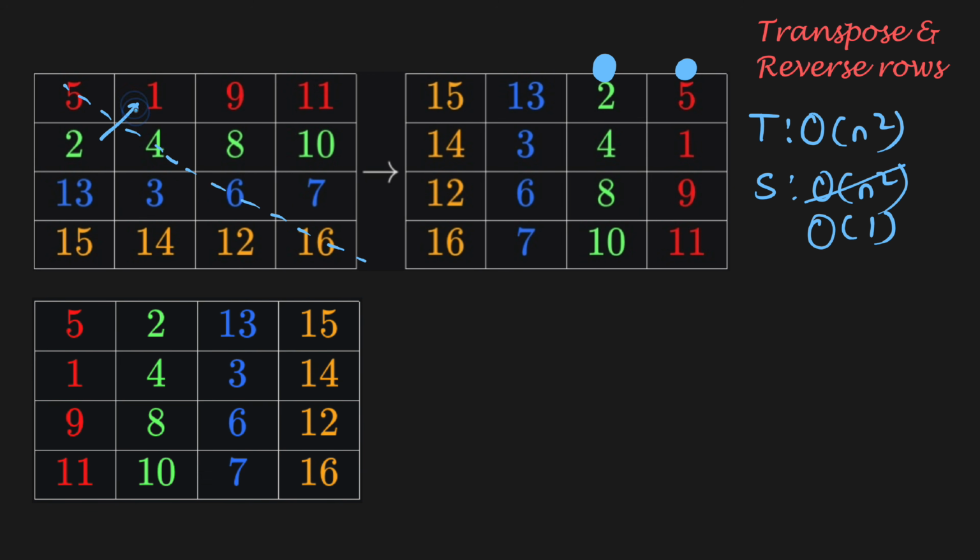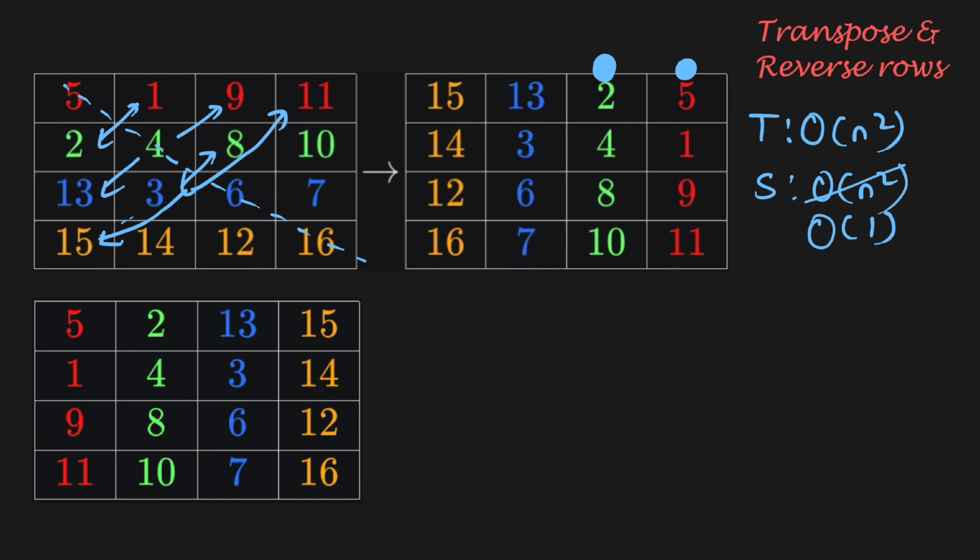So we can swap this 2 with 1, this 13 with 9, this 3 with 8, and this 15 with 11, and so on for all the other elements above the diagonals are swapped with the elements below it. And once these swaps are performed, the matrix is transposed.